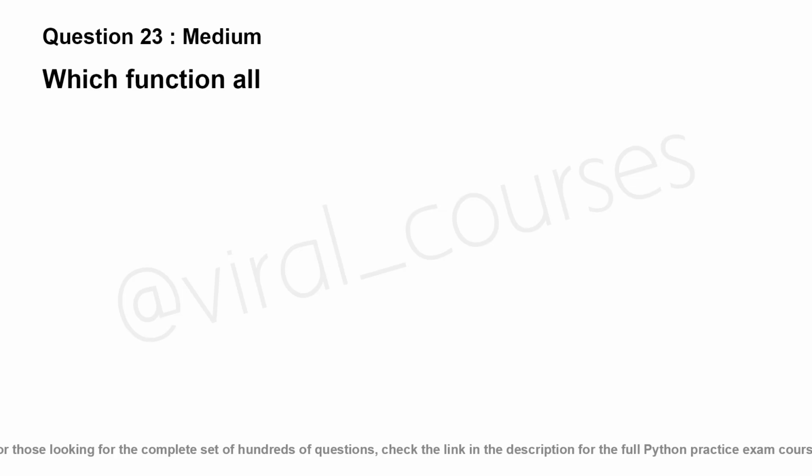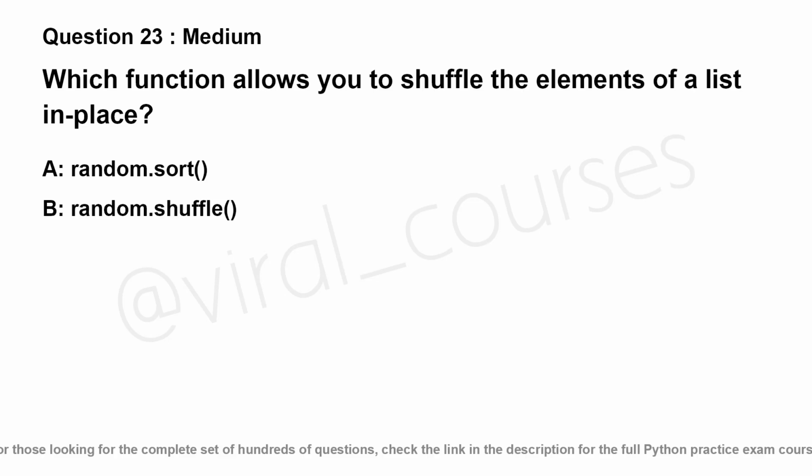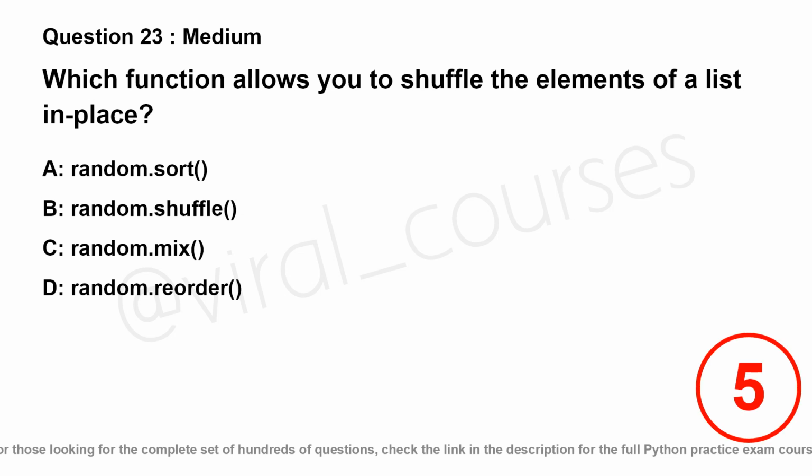Which function allows you to shuffle the elements of a list in place? Option A, random.sort. Option B, random.shuffle. Option C, random.mix. Option D, random.reorder.